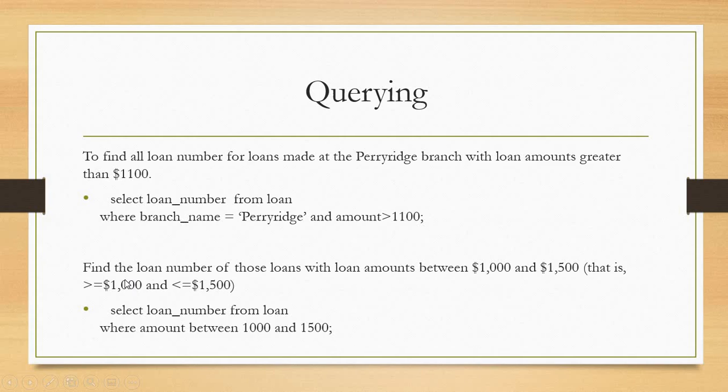Here, we're asked to determine loan numbers of the loans with loan amounts between 1,000 and 1,500. So here, instead of searching for the branch name, we're just looking where amount is between 1,000 and 1,500. It will only return loan numbers of loans in the amounts between those two numbers.